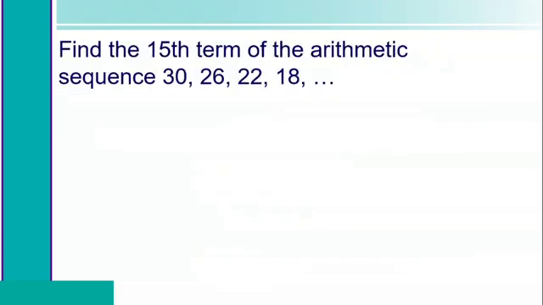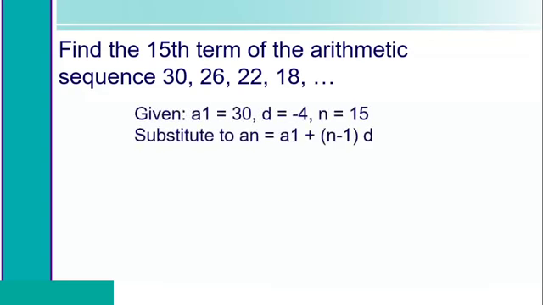So another problem. Find the 15th term of the arithmetic sequence 30, 26, 22, 18, and that is a continuous sequence. So you are tasked to get the 15th term. First, we will write the given. Our a1 is 30. Our common difference is negative 4 because 26 minus 30 is negative 4, 22 minus 26 is negative 4, and 18 minus 22 is negative 4. And our n is equal to 15 because we are asked for the 15th term.